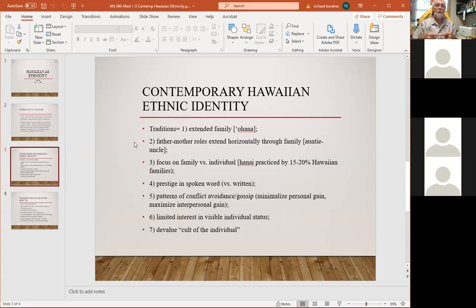So father-mother roles apply to a much larger group of people. It's a much larger nurturing network, and it's a very responsibility-driven network. So depending on where you're from, especially if you're from the Outer Islands, you might be aware of the fact that where you grew up, given your background, auntie and uncle might actually be a social category. It's not just a label, which I think to me is one of the ways that differentiates Oahu from the other islands. The focus on family versus the individual.